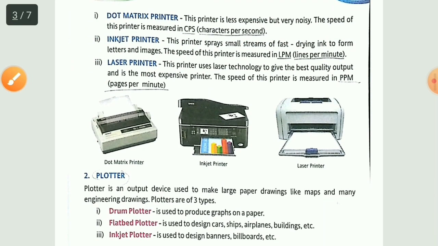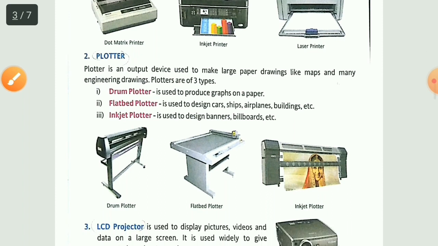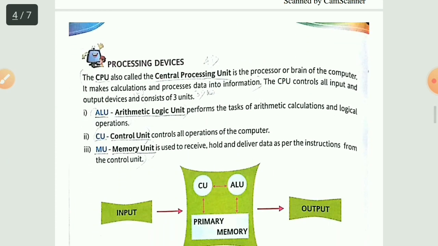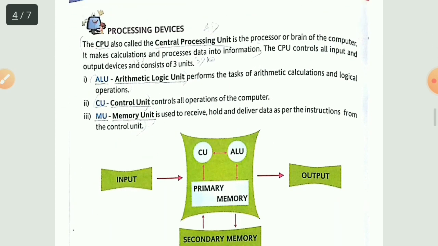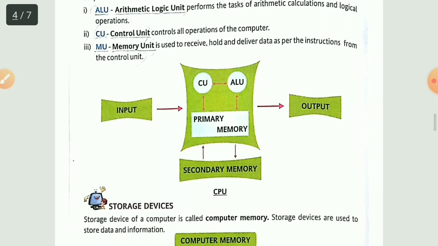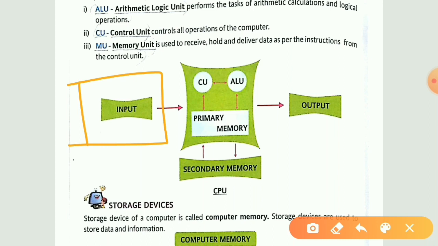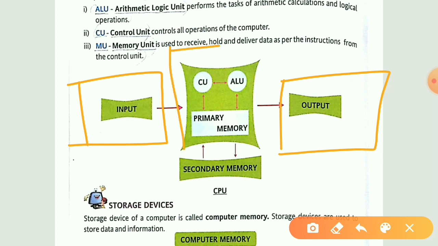Now again, furthermore, we have studied about the plotter, that is also one kind of your output device. Third one, LCD projector we have seen. Regarding your processing devices also, let us do this very quick revision. Over here we have seen some input devices through which we give our input, and we learned about output devices through which we get our result. And there is something in the middle portion, that is basically what?